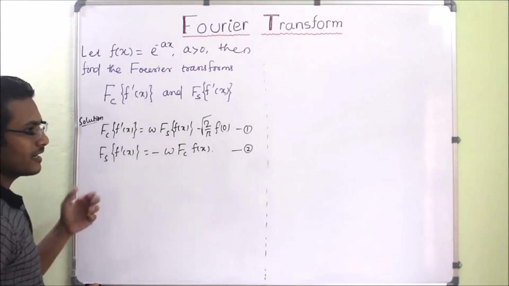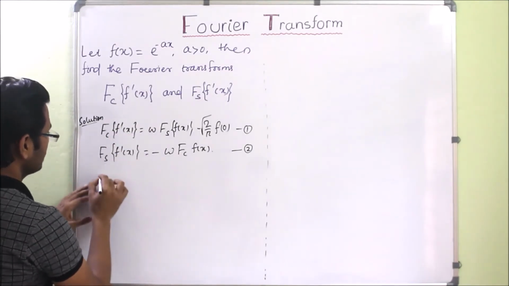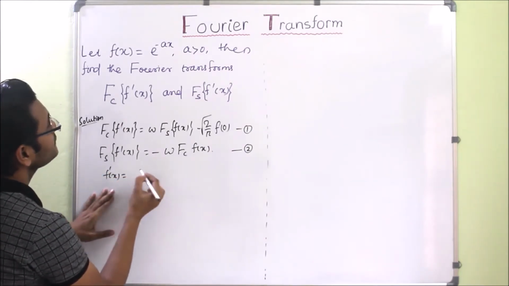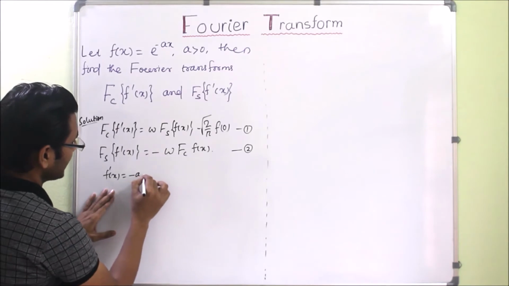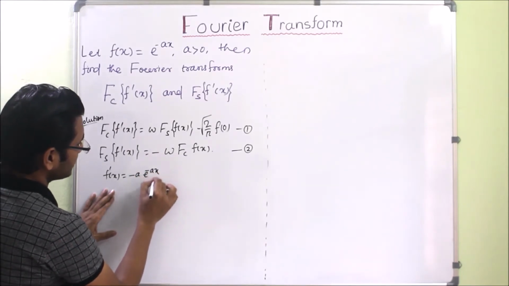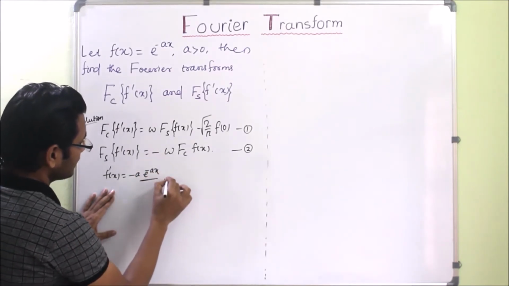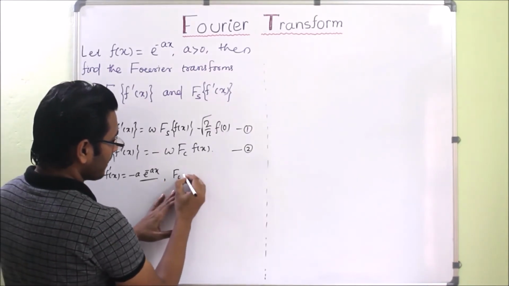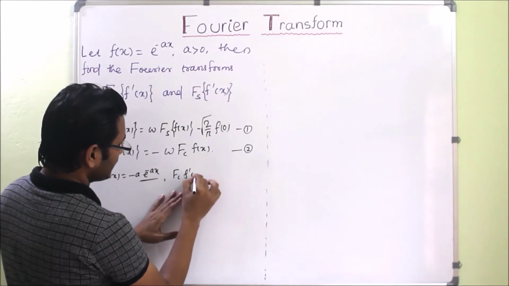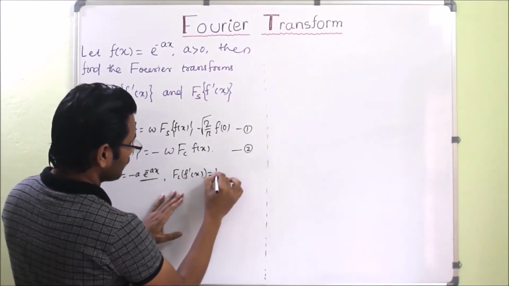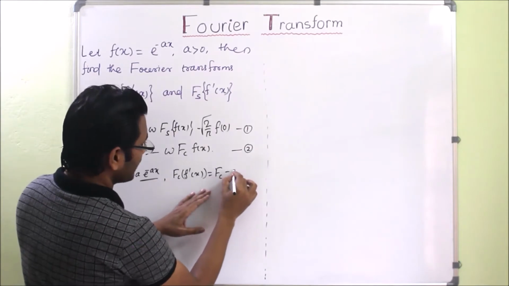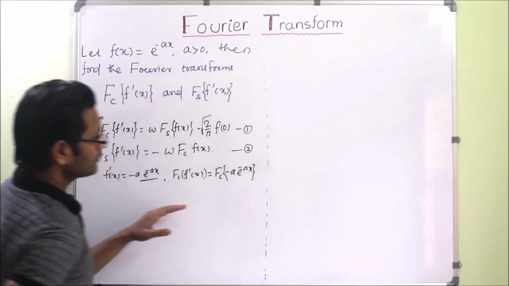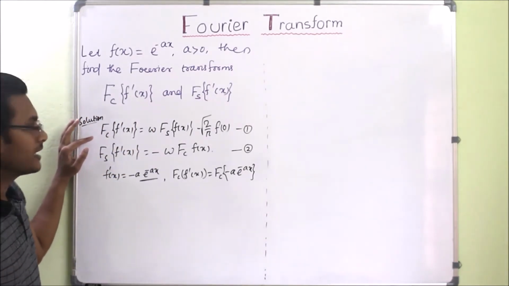So, here there is another way we can do. So, f of x is given, so we can find f dash x. So, f dash x will be very easy, minus a e to the power minus ax. So, if we know this, then simply we can apply the Fourier cosine formula and we can find, okay. So, this is one approach where we can avoid the formula, but the other approach, how we can use the formula, that we will see.